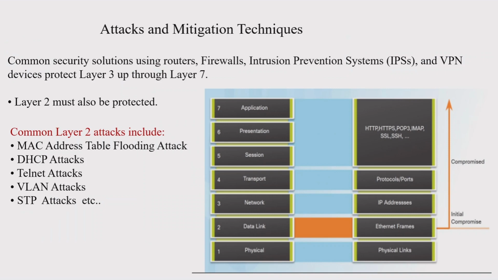Hello all, welcome back. In today's session, we'll see the basic attacks and mitigation techniques. Generally, we provide protection from layer 3, the routers, up to our application layer. Common security solutions use routers, firewalls, IPS and virtual private networks (VPN), devices to protect layer 3 up through layer 7.